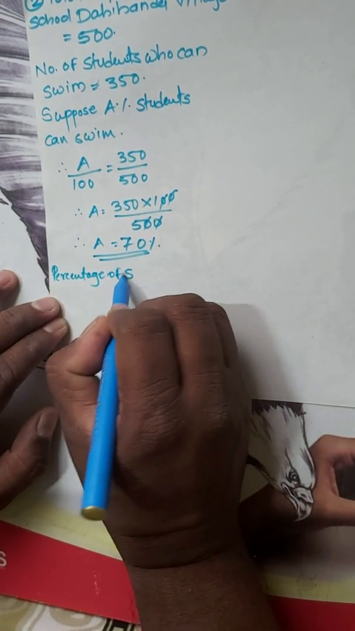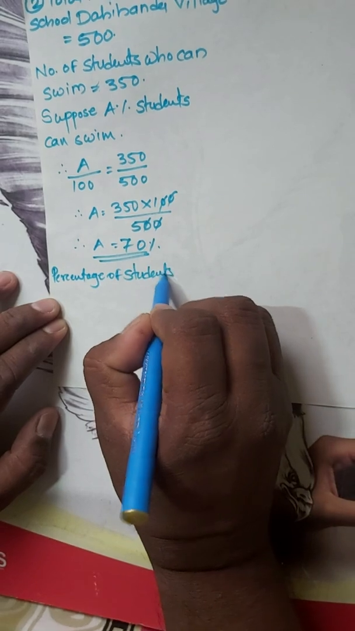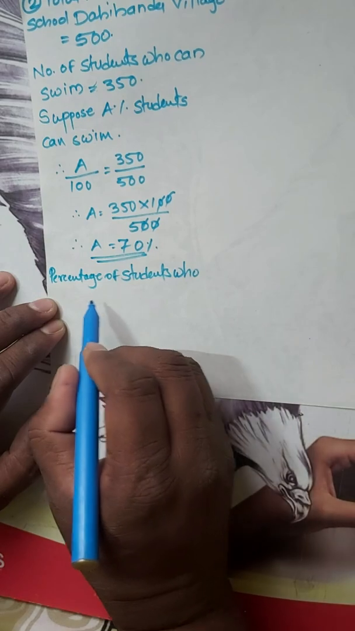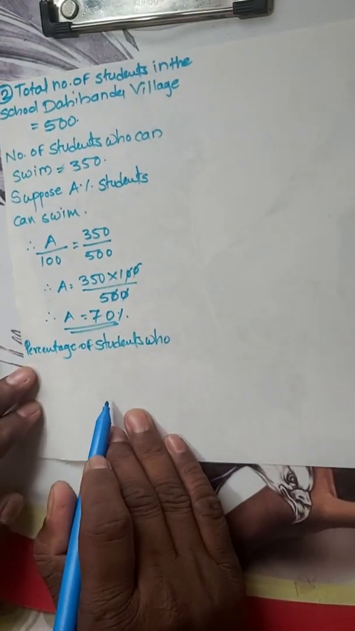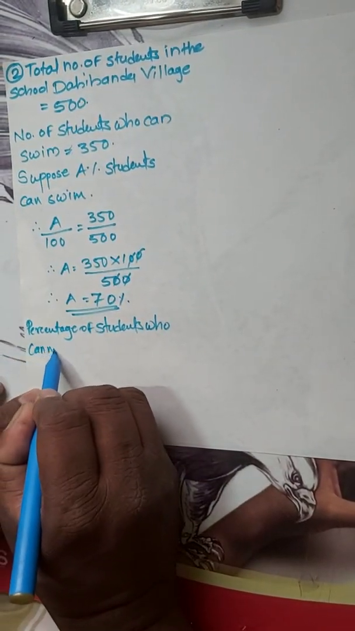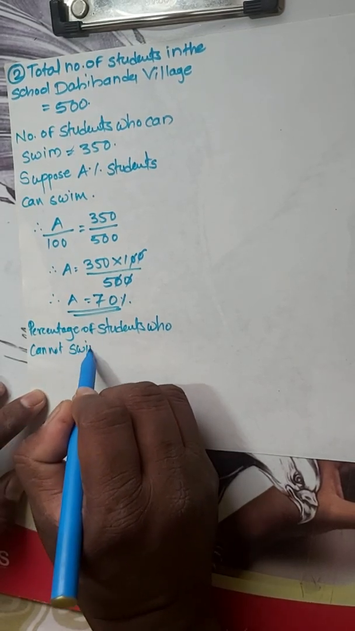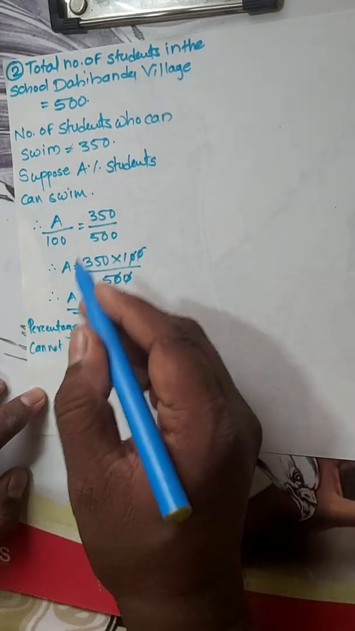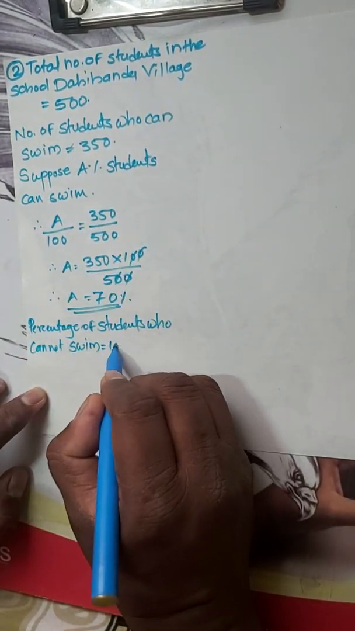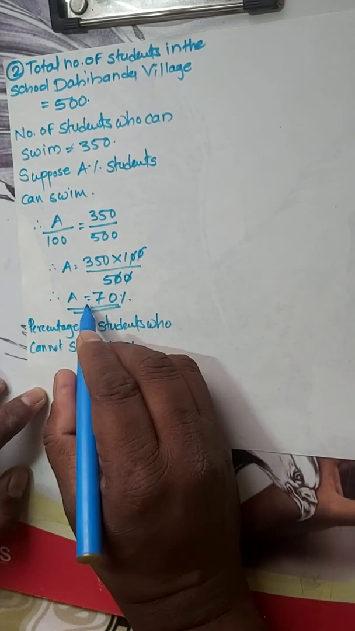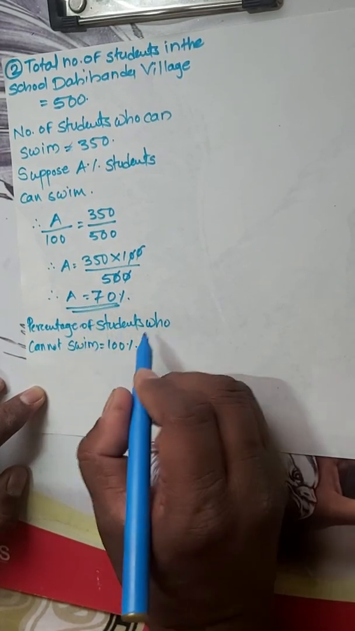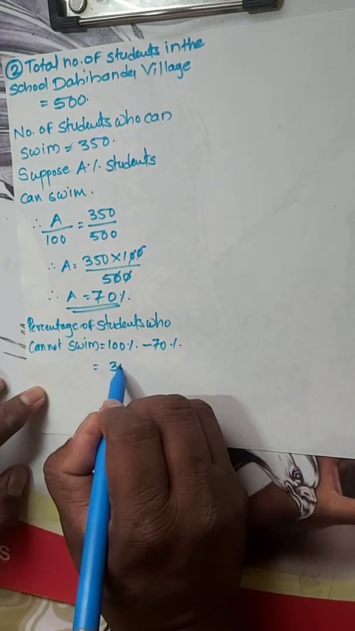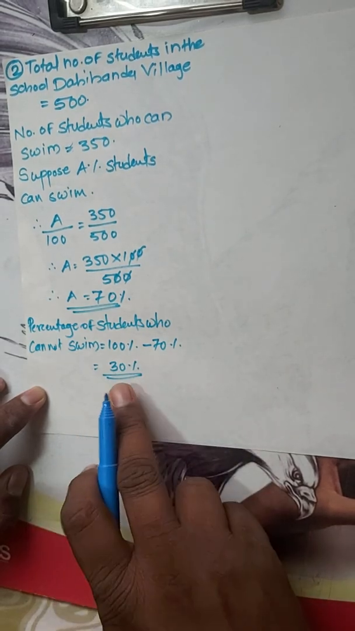Percentage of students who cannot swim. Okay, so we know total 100% students are there, 100% minus those who are able to swim, that is 70%, so minus 70%. So 100% minus 70% is 30%. So who are these 30%?